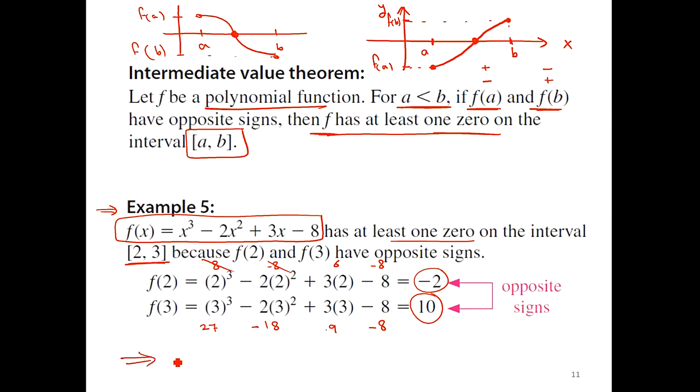So surely f has a zero on the interval from 2 to 3. Okay, we have a zero at least 1 zero between 2 and 3 for this function. Already we have it. This is from the example. The example asks you to show that f of x has a zero between 2 and 3.